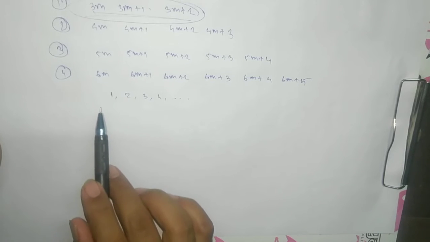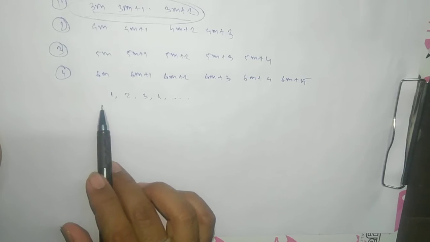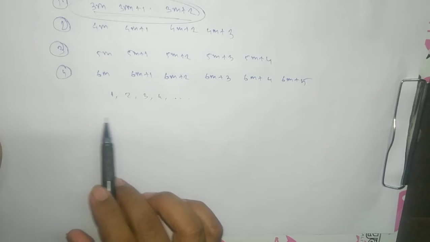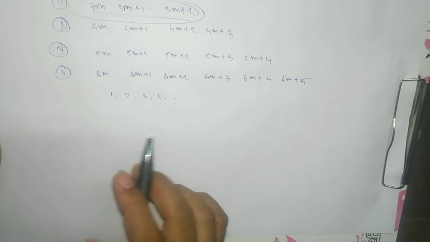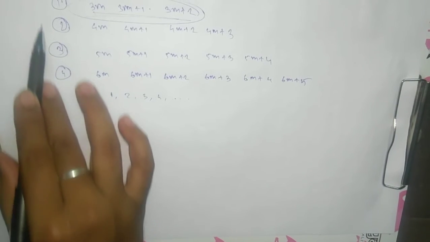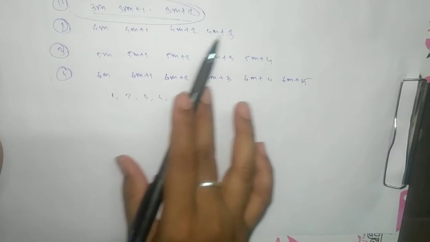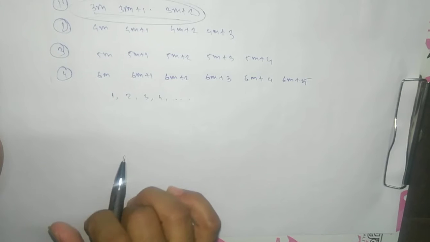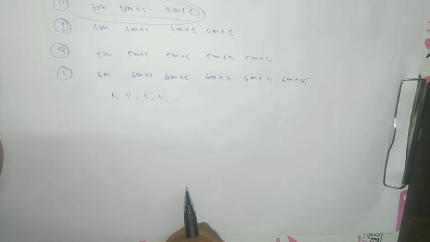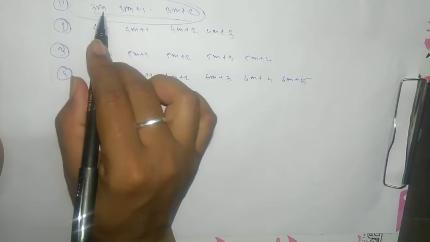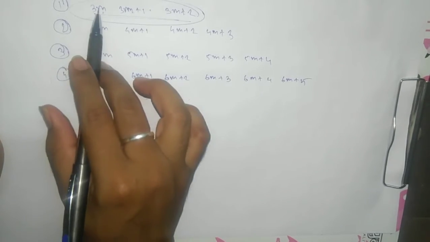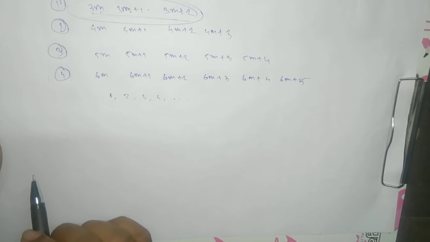No, it may extend, like 7m, 8m, and it continues, but in the exam we get only these four. Once you know these, how to represent them and the basic concept, then you can go for more than that also, no problem. So here we're going to see what it means. 3m, 3m plus 1 and 3m plus 2 mean what?